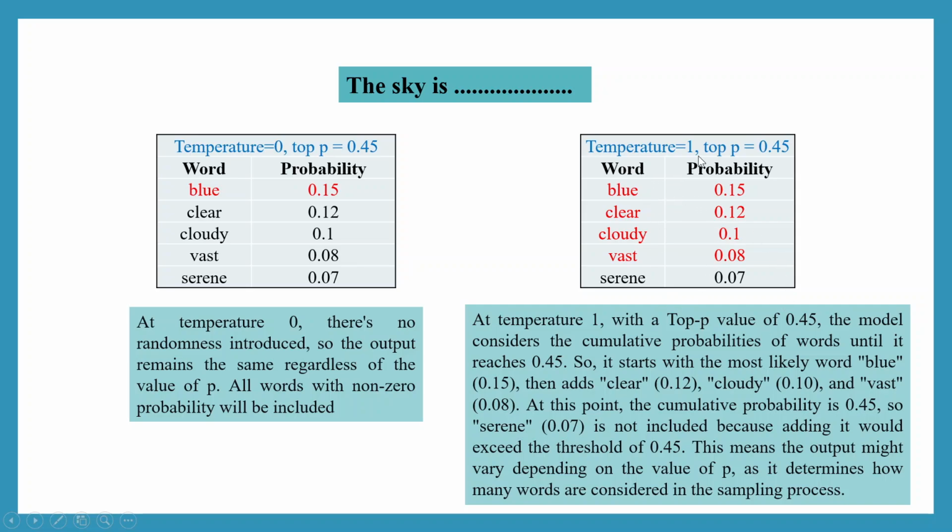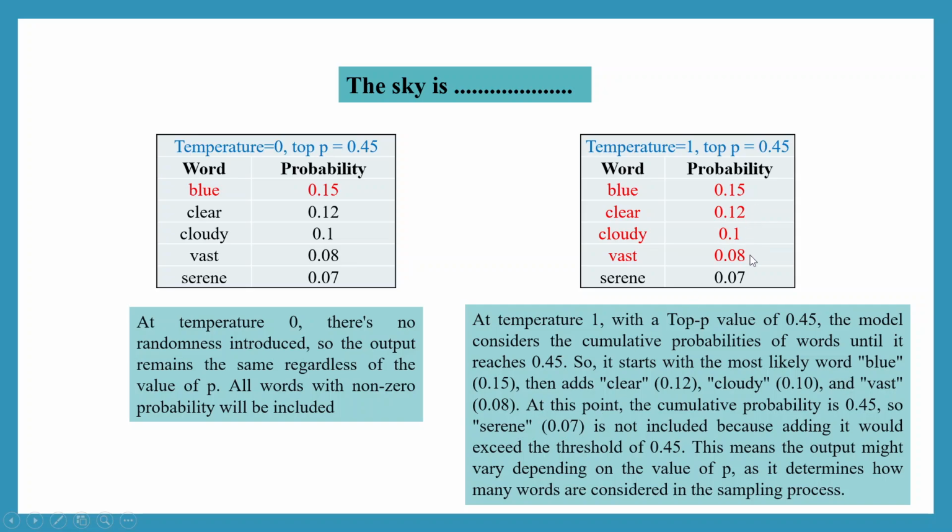Let's talk about temperature equal to 1. At temperature 1 with a top P value of 0.45, now remember, this 0.45 is a threshold value. The model considers the cumulative probabilities of words until it reaches 0.45. So the model will arrange the words in decreasing order of probability. You can see here 0.15, 0.12, 0.1, 0.08. It starts with the most likely word, blue, then adds clear, its probability, cloudy 0.1 and vast 0.08.